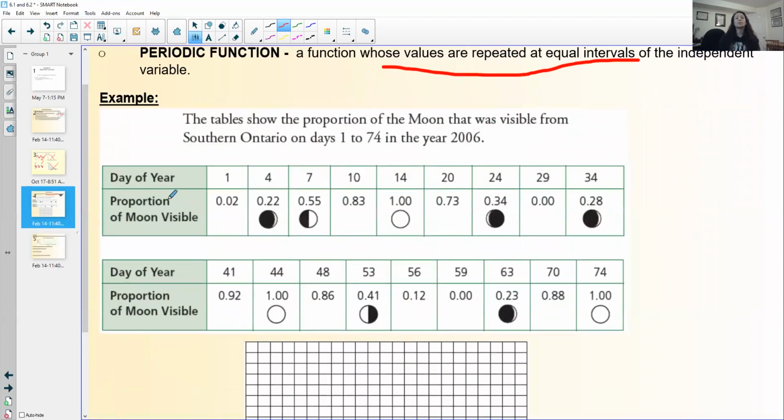And this makes sense. We're looking at the visibility of the moon, right? We have full moons, and then sometimes we don't see them at all, right? So you're looking at a proportion of how much of the moon that you can see, and you'll notice that it starts to get larger and then goes back down, and then starts to get larger to 1 and goes back down to 0. Okay, so it's a pattern that repeats. You can graph that on your own.